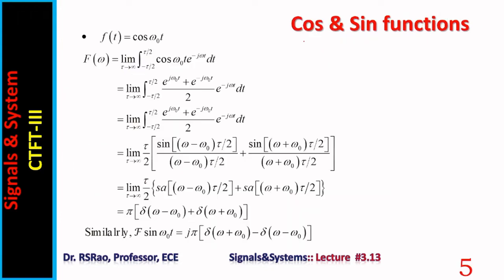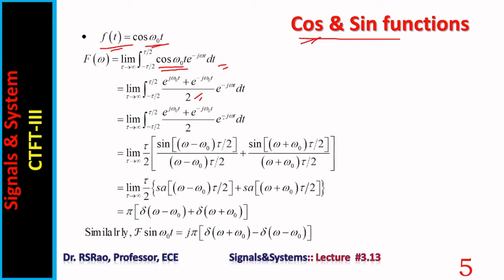Now we consider trigonometric functions, cos and sine. What is the Fourier transform of a cos function? Let us suppose f of t is cos omega naught t. Then the Fourier transform F of omega is equal to limit tau tends to infinity integration from minus tau by 2 to plus tau by 2 cos omega naught t e power minus j omega t dt. Now cos omega naught t can be expressed as e power j omega naught t plus e power minus j omega naught t, divided by 2.